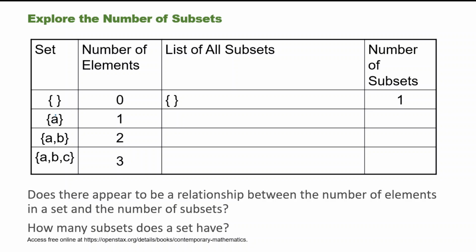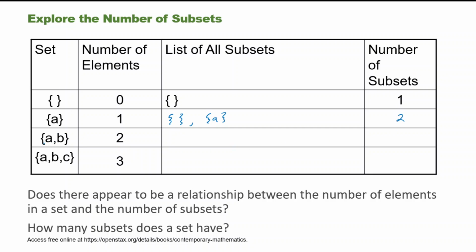All right, well, if we take the set with the element A in it, there is one element, and the subsets we could possibly have would be the empty set and the set itself. Those are our only 2 options, so there are 2 subsets.